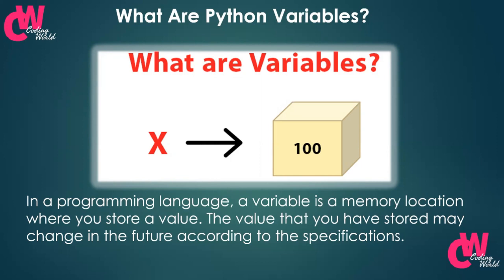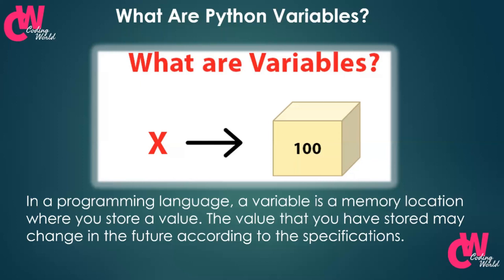So in programming languages, a variable is a memory location. When we create a variable, it creates some memory in our PC memory. A variable is a memory location where you store a value. The value that you have stored may change in the future according to your specification. So when we first create a variable, it creates a memory location just like a box in the memory, and we can reuse this variable later in our code, change that value, and do our actions with that variable.